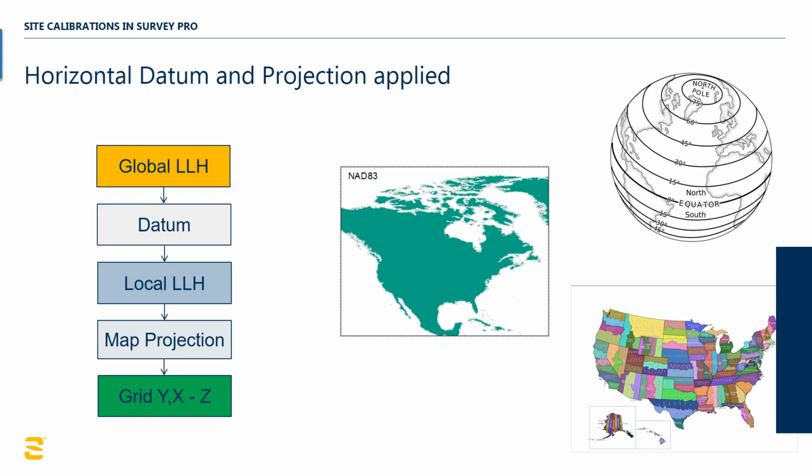To do that, we apply a datum. So we take those global coordinates and we apply NAD 83 to get the local latitude, longitude, height. And then on that local latitude, longitude, height, we apply a map projection. Probably can't see it, but the map of the United States there is a pictorial representation of the type of state plane coordinates they have.